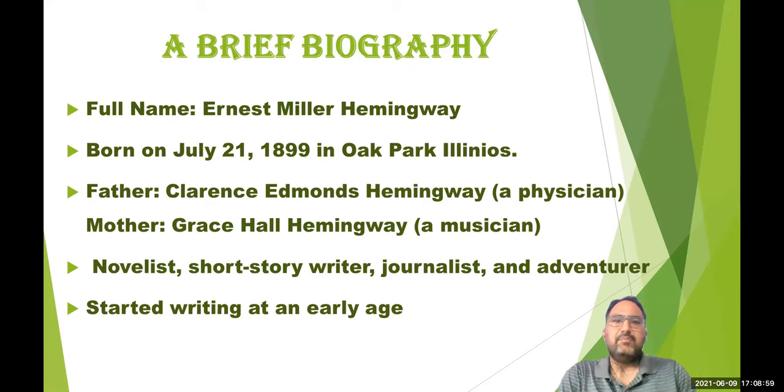Here it is. A brief biography. The full name of our novelist is Ernest Miller Hemingway. Ernest Miller Hemingway was born on 21st July 1899 in the village Oak Park, Illinois, United States of America. Right? So the important point here is that you have to remember that he was born on 21st July 1899.